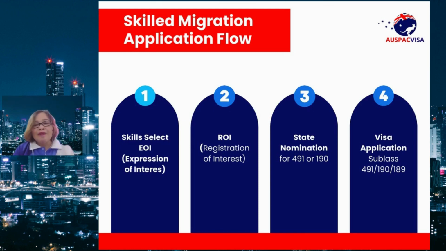Okay? Then after expression of interest, if you're looking for 5 points coming from the state, that will be the time that you will need to look at which state can I approach, which state needs my qualification. Okay, and that's the registration of interest. The registration of interest could be under 190 or 491 or both. Pwedeng dalawa, pwedeng sabay.